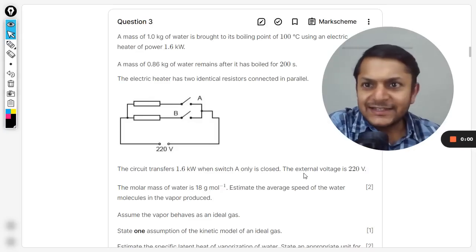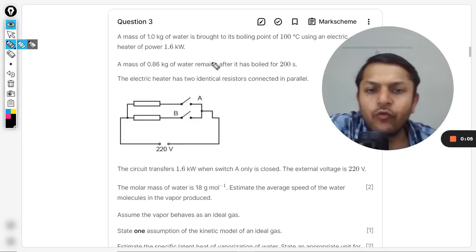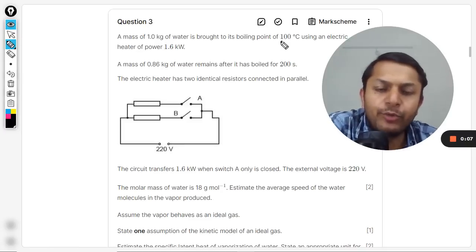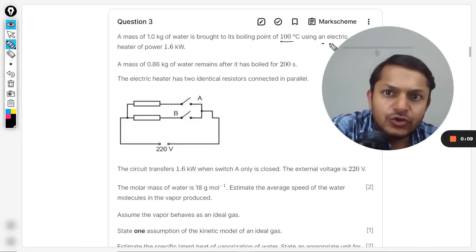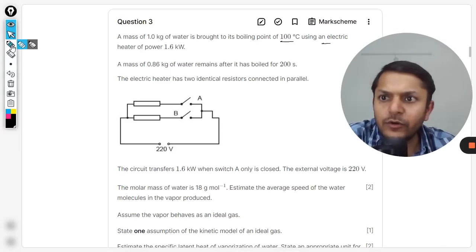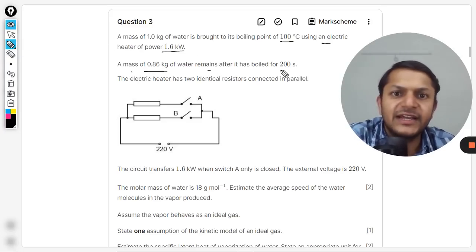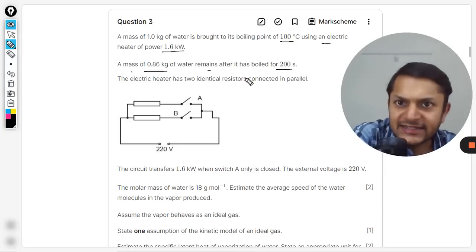Okay, dear students, let us see what is there in this question. A mass of 1 kg of water is brought to its boiling point of 100 degrees C using an electric heater of power 1.6 kilowatt. The mass of 0.86 kg of water remains after it has boiled for 200 seconds.